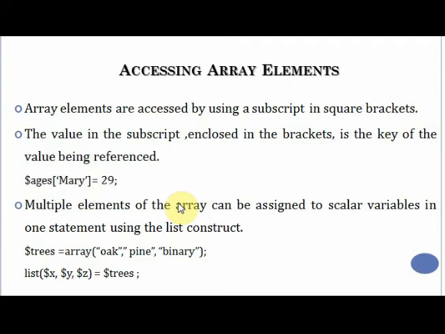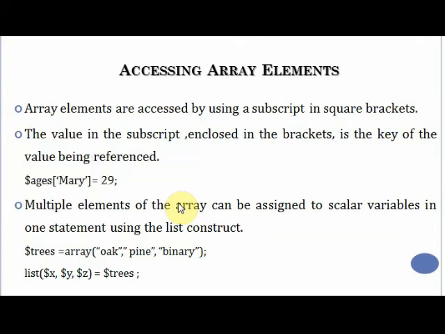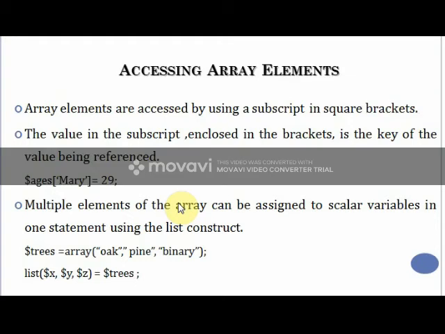The value of the subscript, which is enclosed in brackets, is the key of the value being referenced. Just take the example, ages of Mary. Here Mary is the key, or in other programming languages we would have called it the index. In the array whose name is ages, for the key value Mary, you are assigning a value 29. That is what this example says.